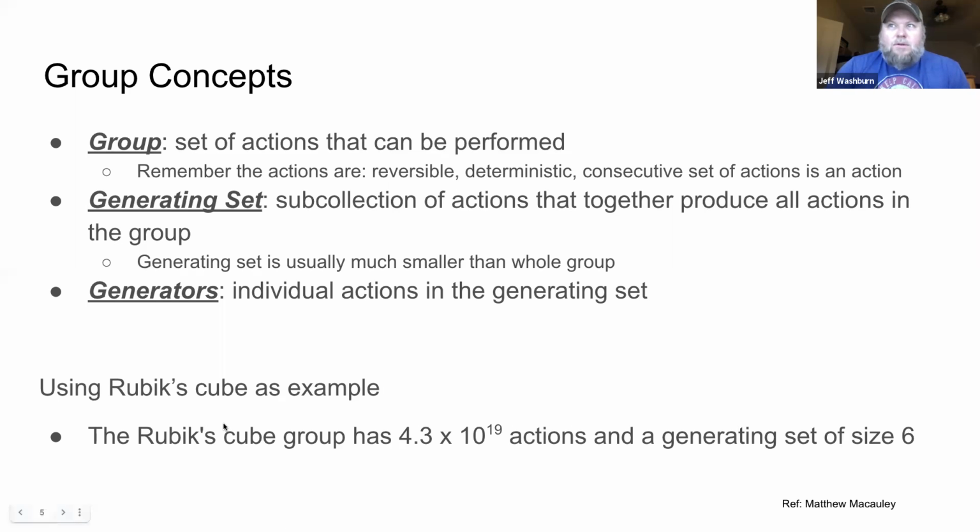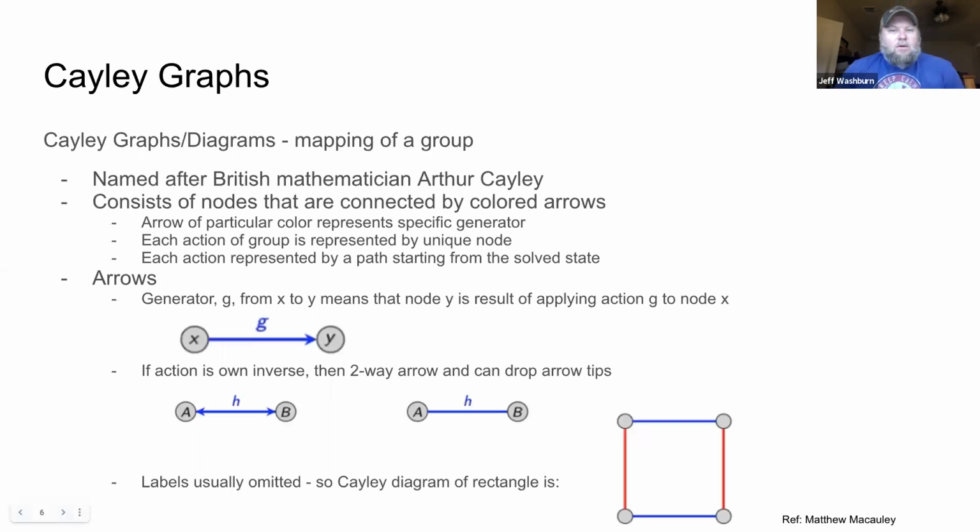A few other concepts that go along with visual group theory are called Cayley graphs, and it's simply a mapping. It's named after the British mathematician Arthur Cayley. It consists of nodes connected by arrows, and in this case we'll use blue arrows to represent horizontal moves, and red arrows to represent the vertical moves down.